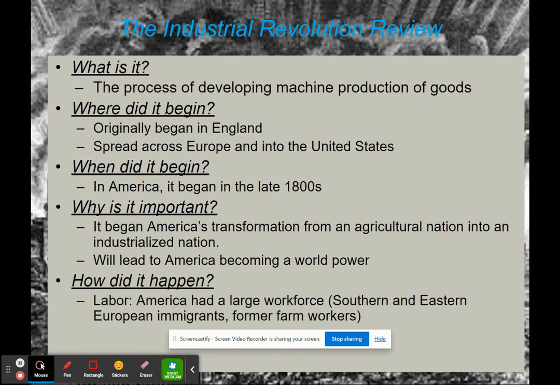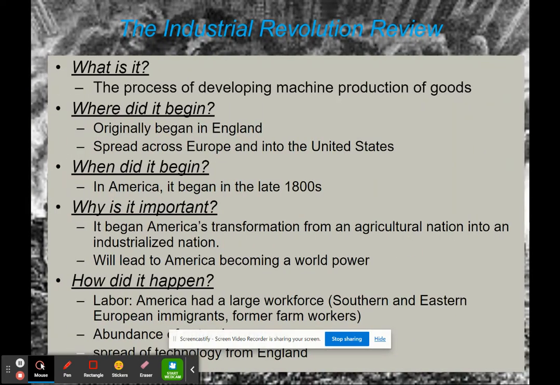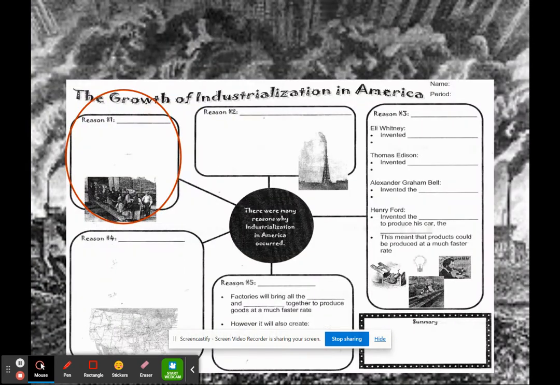How did it happen? First of all, we had a lot of labor. We had a lot of workers. Immigrants came from Southern and Eastern Europe. And then also we had former farm workers who were no longer making money on the farm. So they left their farms and moved to the city. We also had an abundance of natural resources, which we'll talk a little bit about in a few minutes. And then we also had technology that spread from England. Now you're going to fill out reason one here. So when we get to the next slide, you're going to put the reason and then a couple of bullet pointed notes.